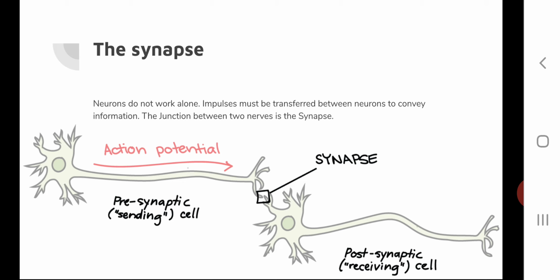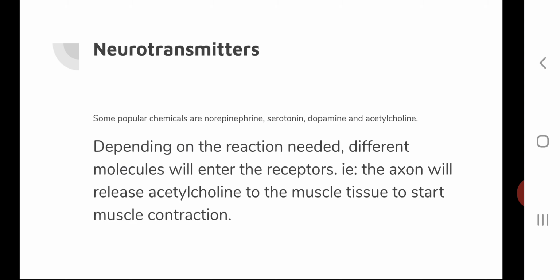We're going to talk about those synapses. Neurons do not work alone. The impulse must be transferred. This little gap is called a synapse, and that is where some of the specialized neurotransmitters are going to be found. Depending on the reaction needed, different molecules will enter receptors. The axon will release acetylcholine to the muscle tissue to start muscle contraction. So some of the popular chemicals that are found are serotonin, dopamine, and acetylcholine.